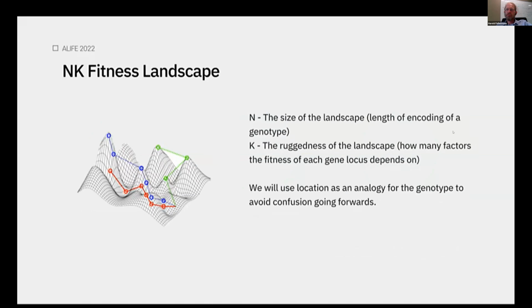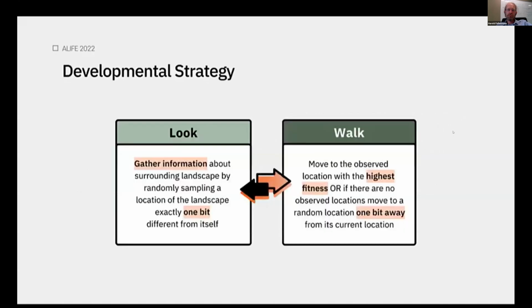Moving forward, we're going to use location as an analogy for the genotype to avoid confusion and make visualization a lot easier. Next up, we're going to discuss the developmental strategy of an agent. At each step in an agent's developmental lifespan, it can take 2 possible actions: look and walk. During a look action, it will gather information about its surrounding landscape by randomly sampling a location of the landscape exactly 1 bit away from itself and adding it to a list of observed locations.